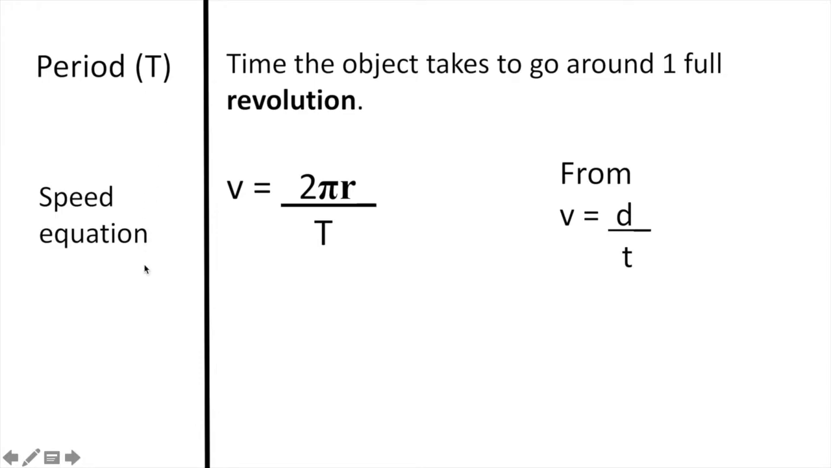The equation that we have in order to solve for speed comes from our linear speed equation, which is speed or velocity equals distance divided by time. And because we know that the distance is equivalent to 2 pi r for a circle, we then get 2 pi r divided by T for the speed of an object that is going around in a circle.